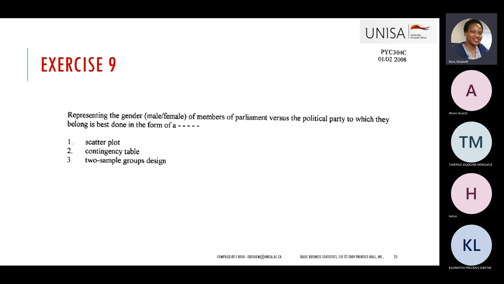Question number nine. I hope you can still see my slides. Representing the gender, which is male or female, of members of parliament versus the political party to which they belong is best done in this form. Is it best done in a scatter plot, contingency table, or a two sample group design? Contingency table. Definitely in a contingency table.